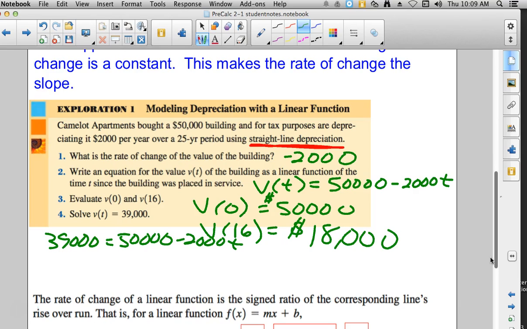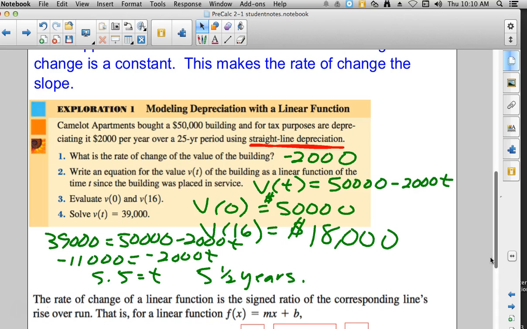But we have 39,000, and we would subtract 50,000, and divide by our little negative 2,000. So it's going to take 5.5 years for that to get down to 39,000. Or 5.5 years. It wouldn't matter in this case since it's a real life word problem. You know, if we do decimals with those, it happens.